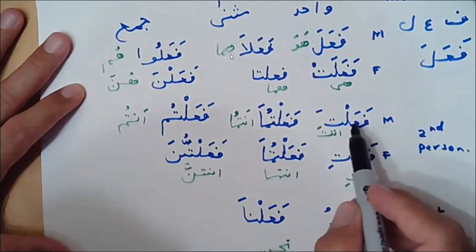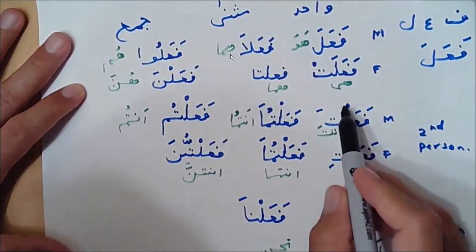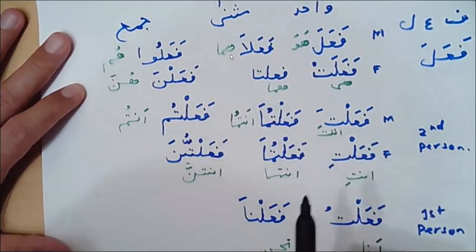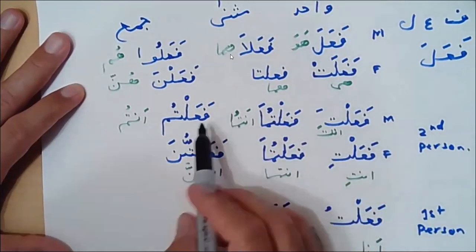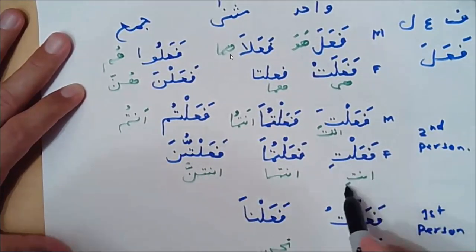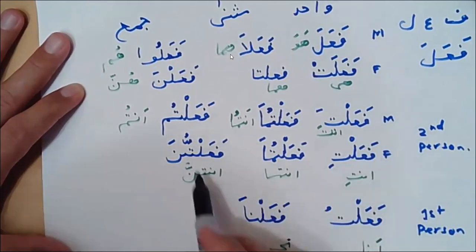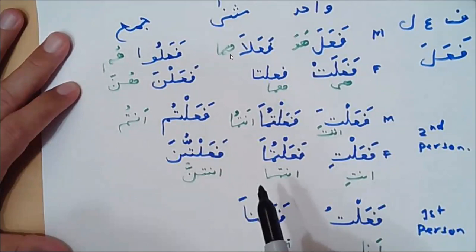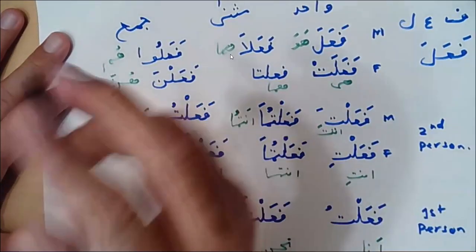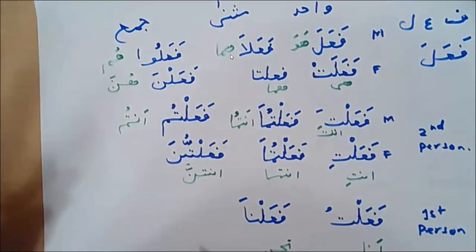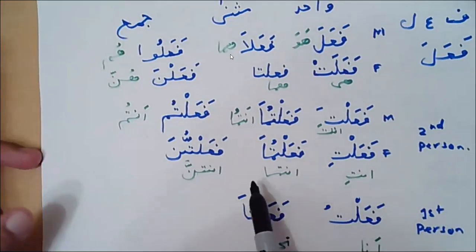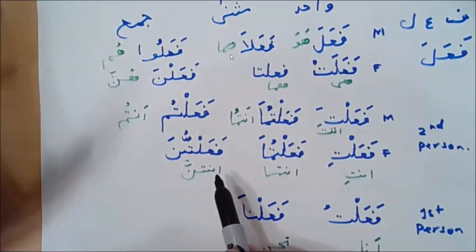Then there is a lam in between with a sukoon, and the ta has the fatha on it. What is the hidden pronoun in it? Anta. Fa'altuma, antuma. Fa'altum, antum. This one is easy. Then fa'alti is anti. Fa'altunna. That's the female. Fa'alta is you did, male. Fa'altuma, you two did, male. Fa'altum, you did, more than two male. Fa'alti, you did, female. Fa'altuma, you two did, female. And fa'altunna, you did, three or more females.